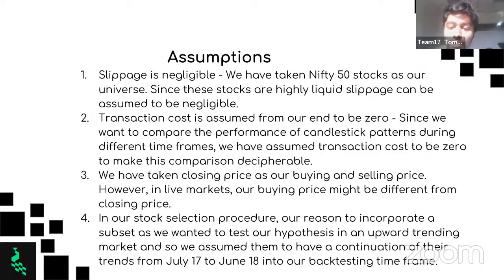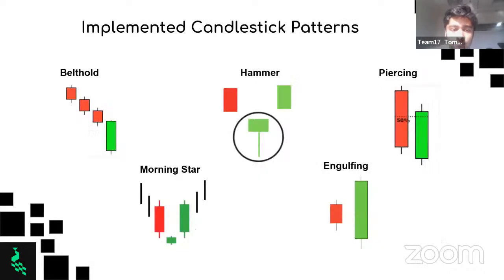Our third assumption is that we are buying and selling at closing price. However, in live markets, our buying and selling price can be different from closing price. Our fourth assumption is that in the long term, momentum will continue. Coming on to candlestick patterns, we selected 5 candlestick patterns, and all these candlestick patterns are bullish reversal signals. The reason that we have selected these 5 patterns in particular is because the frequency of formation of these patterns is high, giving us opportunities to trade in the live market.